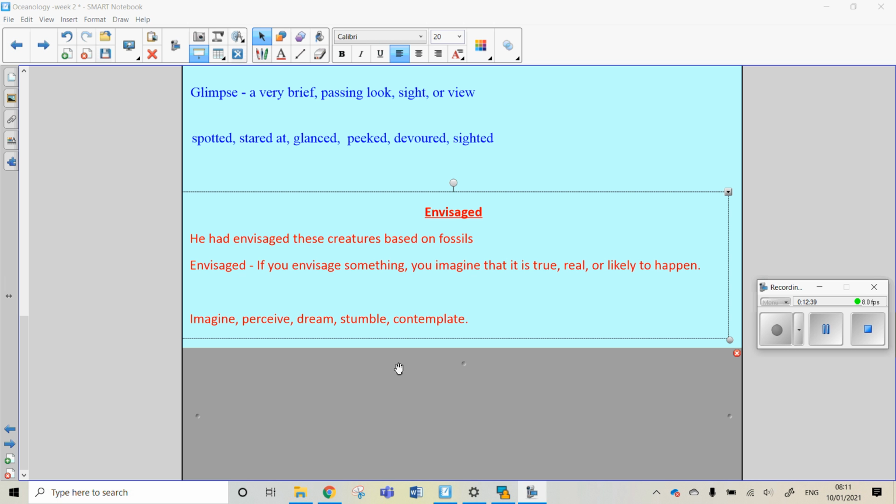Okay, the synonym that isn't part of envisage is stumble. If you're stumbling, you're going to fall over, so it doesn't match at all in any way or form the word envisaged. What's really good, though, is imagined or contemplate. He had imagined these creatures based on fossils. We had contemplated, which is to think deeply, that these creatures were based on fossils. Right, let's move on to the next part of the text.